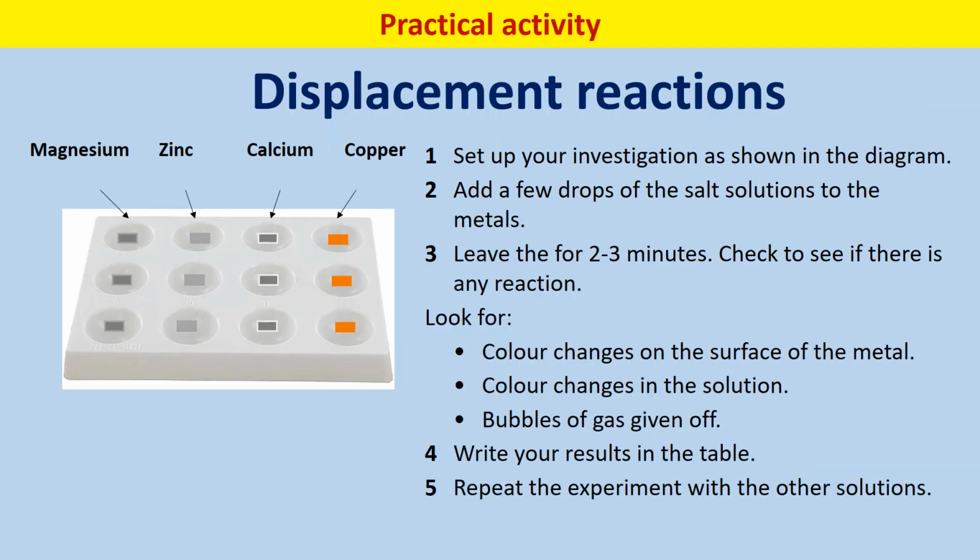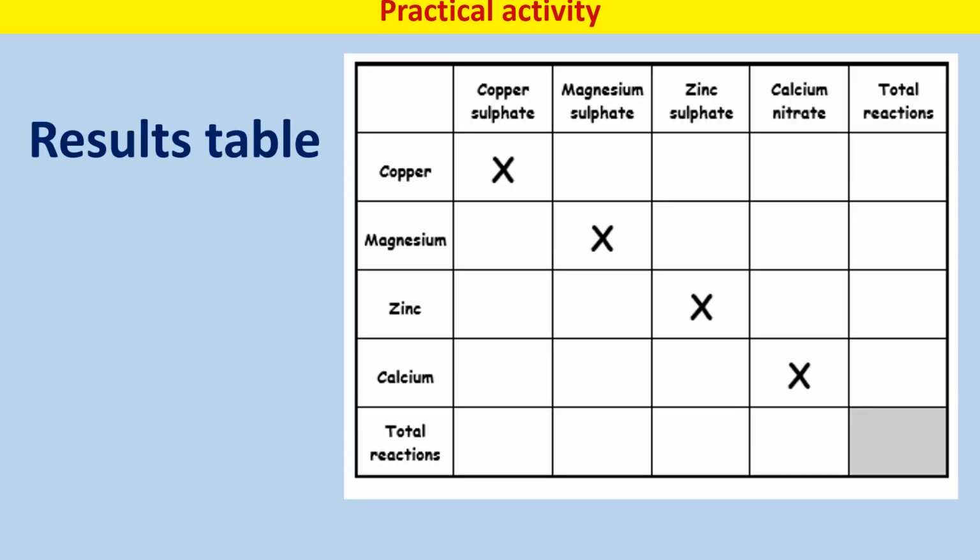You should have done this particular practical where you put magnesium, zinc, calcium and copper into different metal salts, and you look for colour changes in the solution, colour changes on the surface of the metal, and bubbles of gas being given off. You should have reacted copper, magnesium, zinc and calcium with copper sulfate, magnesium sulfate, zinc sulfate and calcium nitrate, for instance.